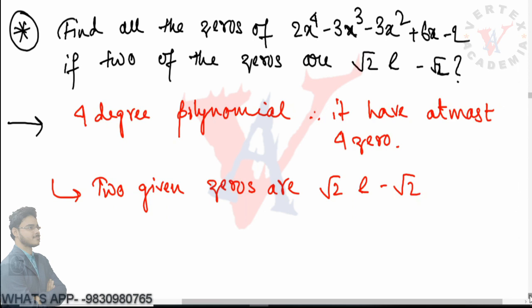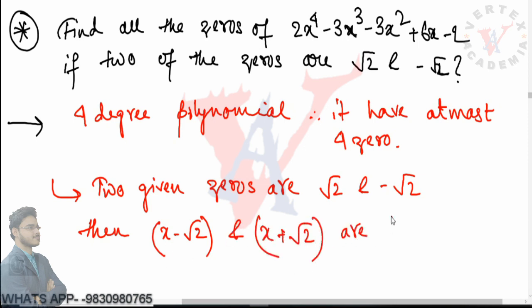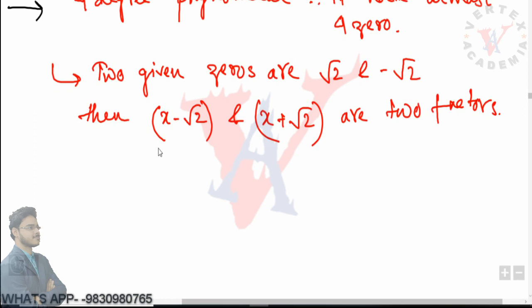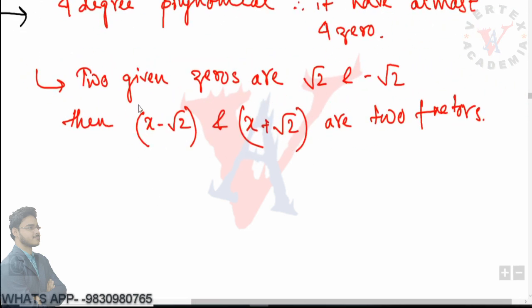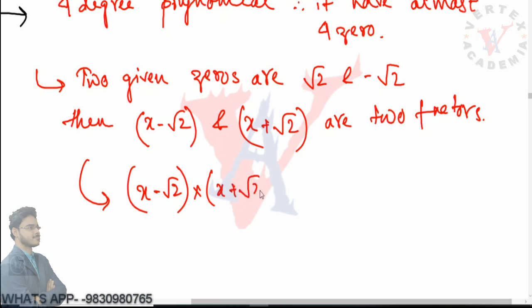Now from here we can say if the two given zeros are root 2 and negative root 2, then x minus root 2 and x plus root 2 are two factors. If these two are factors, then the multiplication of them will also be a factor. That is x minus root 2 into x plus root 2, which equals x square minus 2, is a factor.